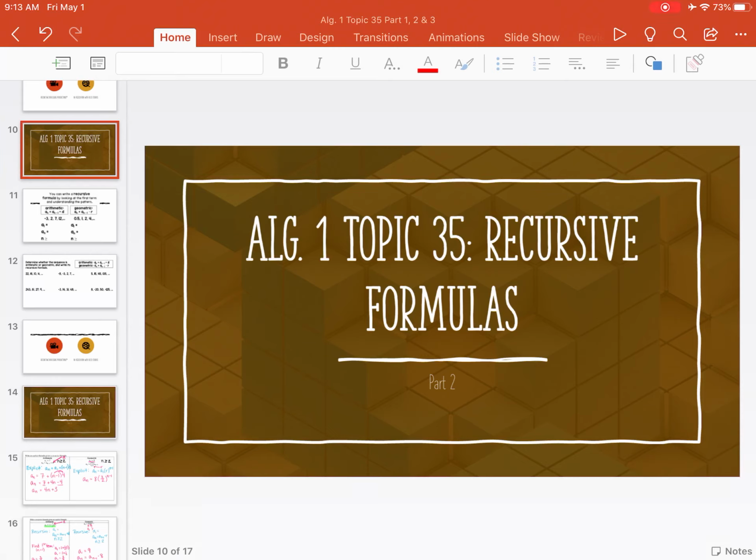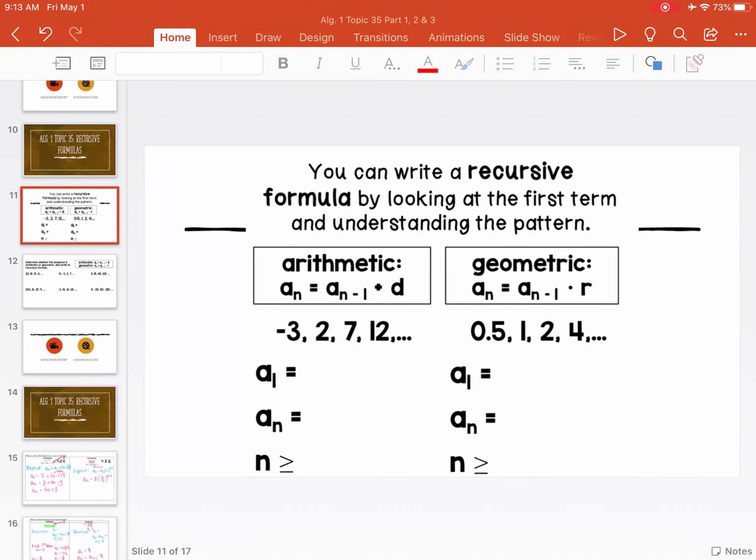Welcome back to Topic 35 for Algebra 1, Recursive Formulas. In Part 2, we're going to practice how to write a recursive formula given a sequence. In Topics 33 and 34, we identified that sequences can either be arithmetic or geometric.